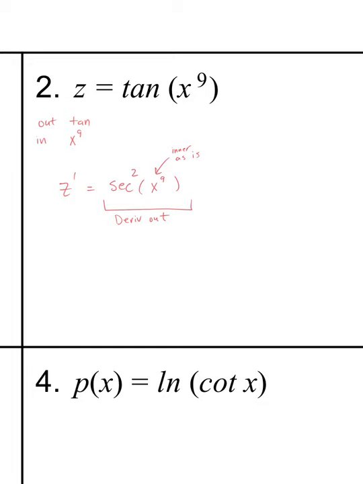And finally, the derivative of the inner, we multiply it by 9x to the 8th. And this is the derivative of the inner. So to simplify it, I would put that 9 in the front. Coefficients go to the front. So we have 9x to the 8th, secant squared of x to the 9th.